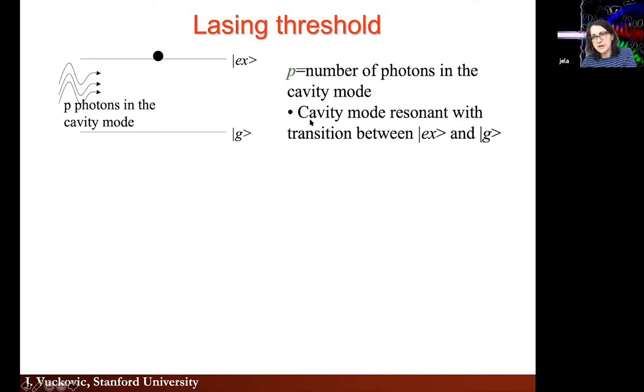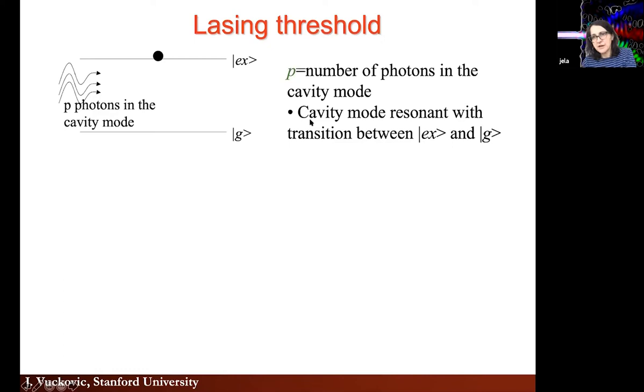Oh, can I ask a question? Yeah, of course. It's just for clarification. Maybe I missed it, but when we were doing the lasing threshold, was it because of the simplifications that we made that we could use a two-level system?